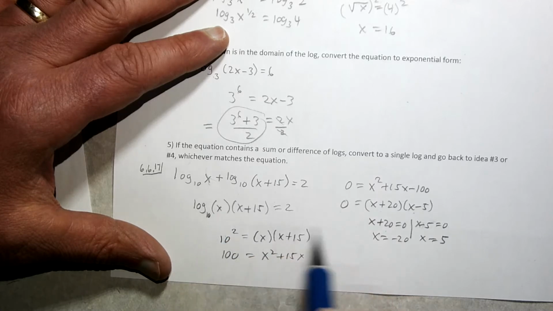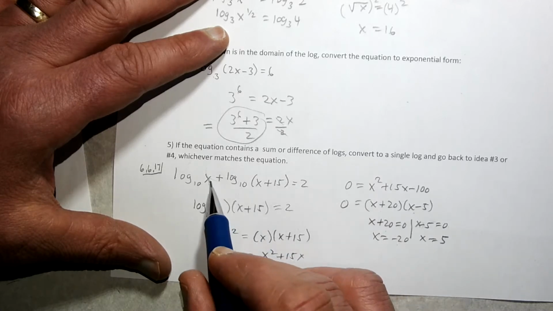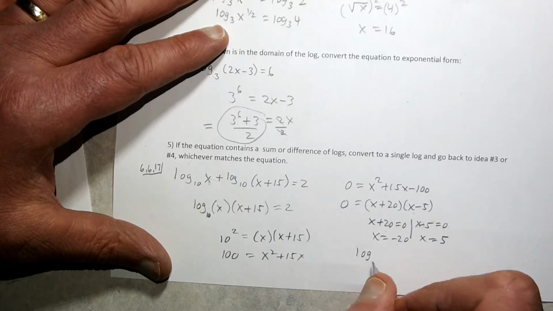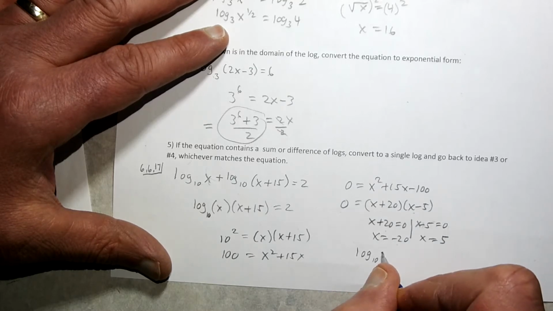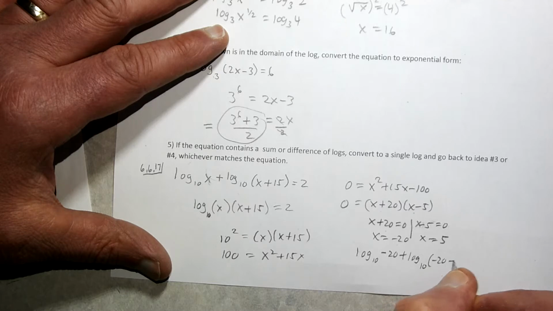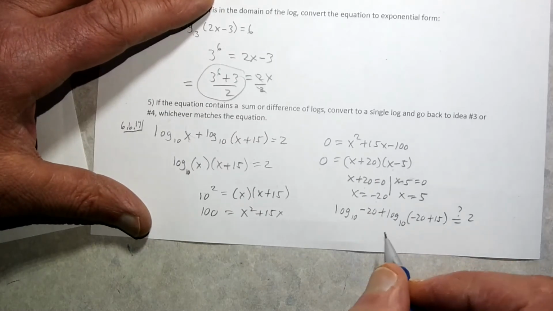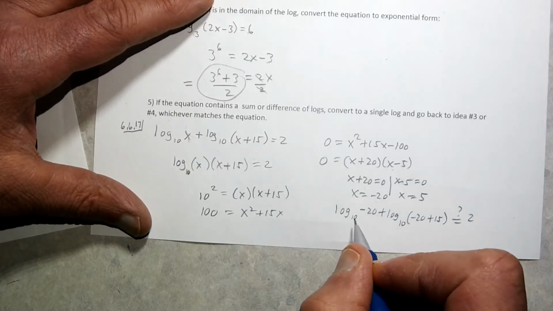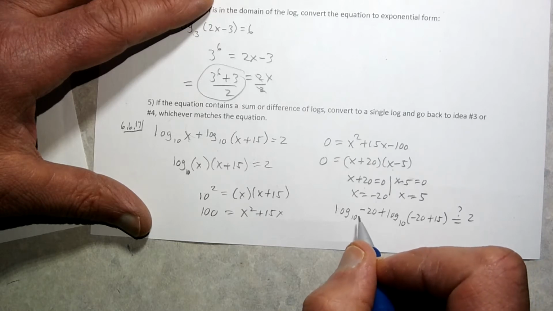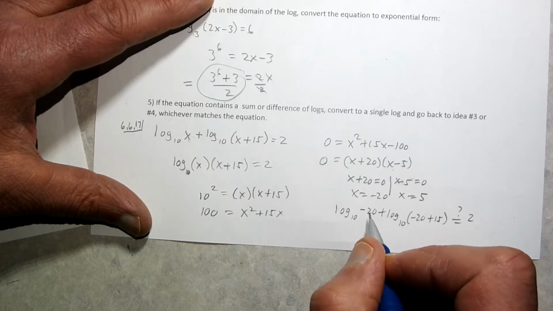But if you take a look here, if you put negative 20 right here, watch what happens. You'd have the log base 10 of negative 20 plus the log base 10 of negative 20 plus 15. And the question is, will that ever equal 2? And the truth is, no, it won't, because 10 to what power is going to give you a negative number? It doesn't matter, even if you use a negative power, you won't get a negative result.